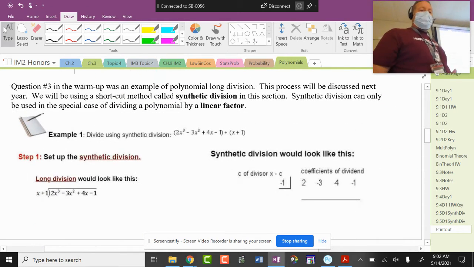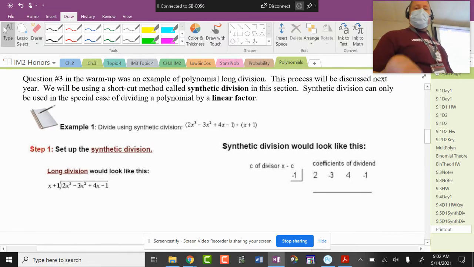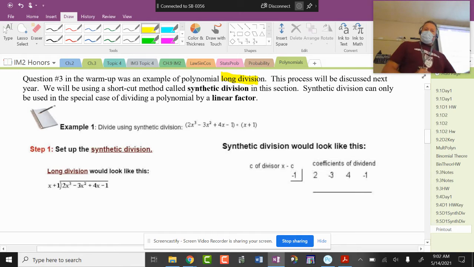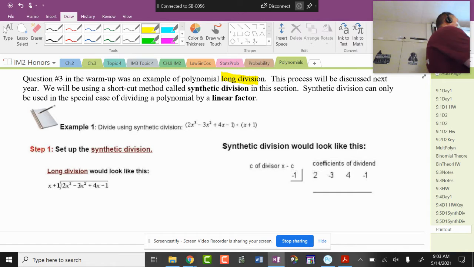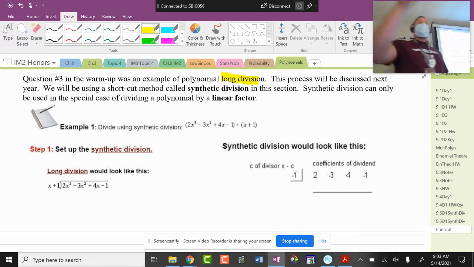Okay, now, question 3 in the warm up was an example of polynomial long division. This process will be discussed next year. We'll be using a shortcut method today. And it actually is a really easy day if you just look at the next stuff. Should go very fast and your homework will be lightning quick. You just got to be able to express your answers at the end because you understand what this process is taking the place of. So there we go.